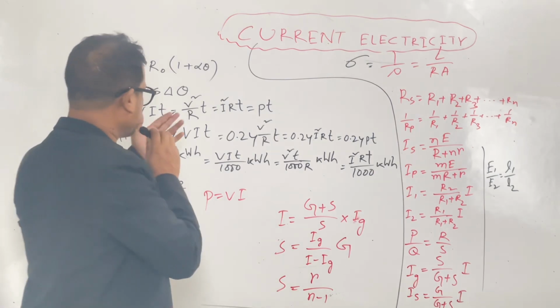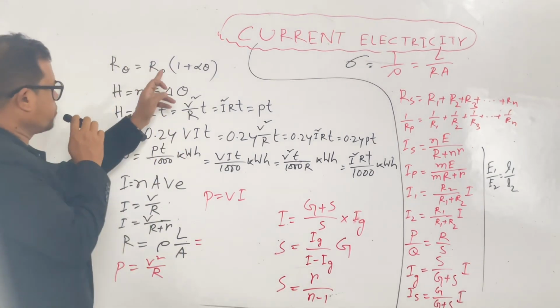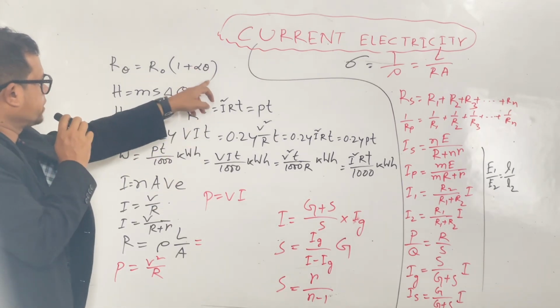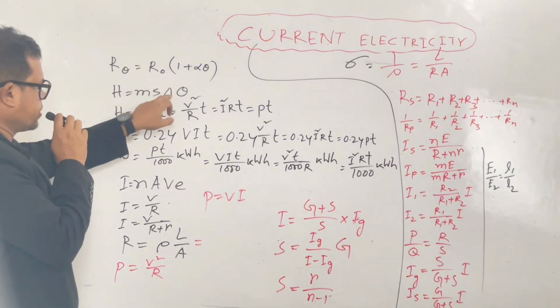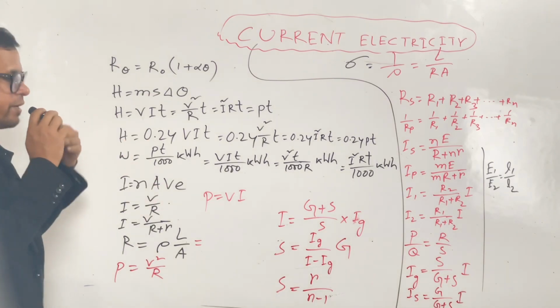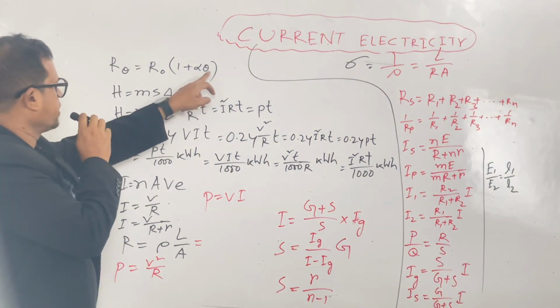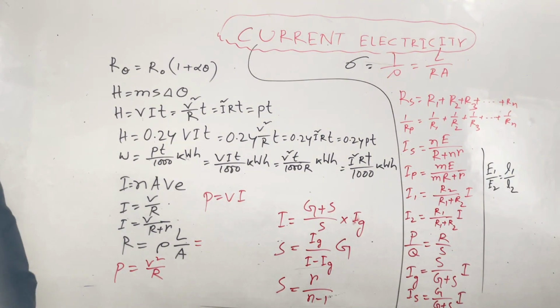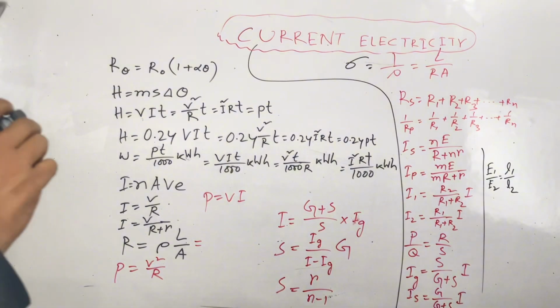Okay. First one, R theta equal to R naught (1 plus alpha theta). If you know alpha, theta, and R naught, you can find out the resistance. Alpha is the temperature coefficient, and theta is the temperature. Okay.